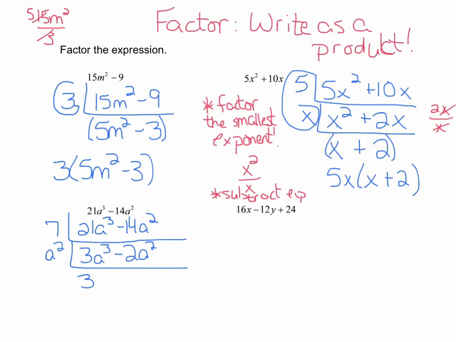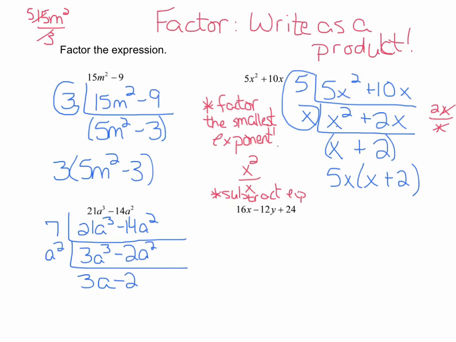What happens when I divide a cubed by a squared? I subtract my exponents, 3 minus 2, and I get a. Okay? Now, a squared into a negative 2a squared. Well, the negative 2 is going to tag along. What happens with a squared divided by a squared? They cancel, right? Took it out, it's gone.